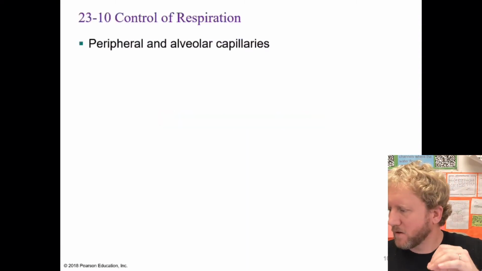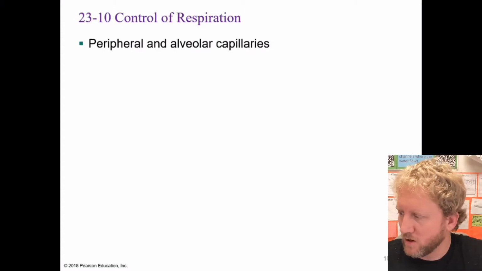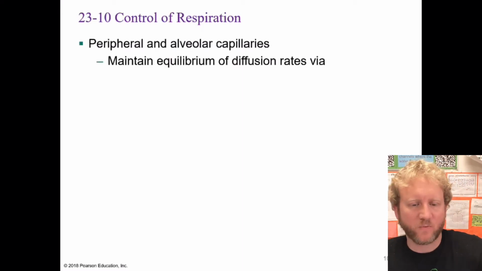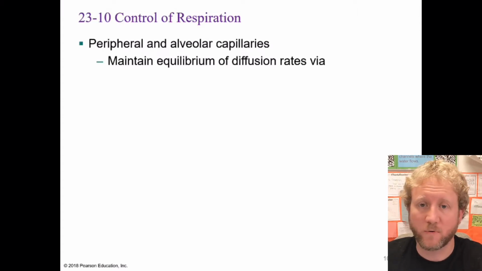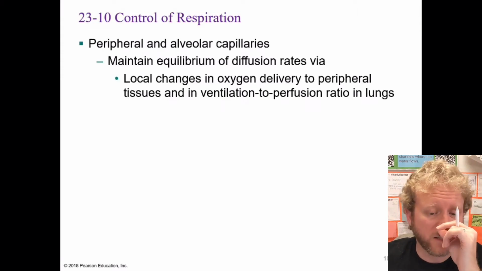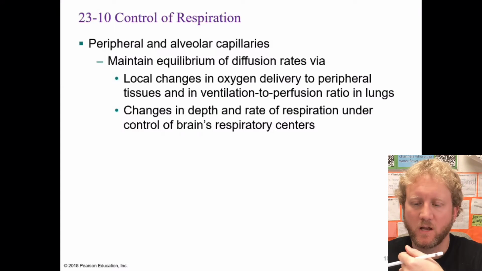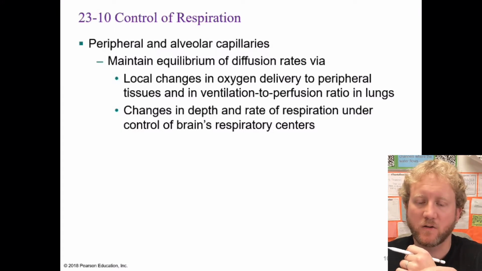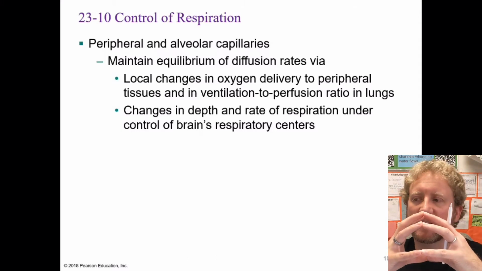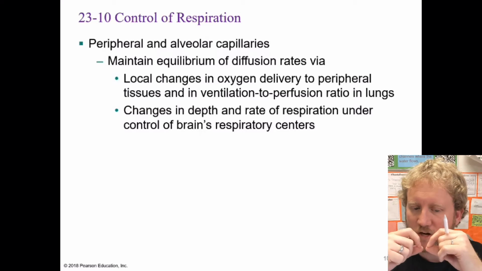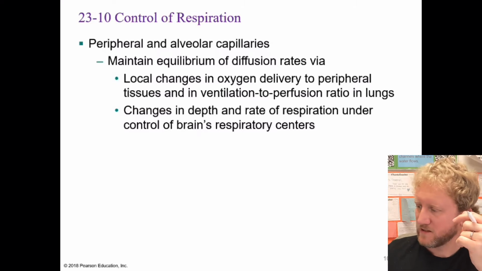So, let's see. We've got our peripheral and alveolar capillaries. This is one way that we control respiration rate, and so these are going to maintain rates of equilibrium and diffusion rates through a number of different ways. Number one is local changes by way of oxygen delivery and changes in the depth and rate of respiration, which is going to be controlled by the respiratory centers. And so these capillaries are going to be sort of like some of the sensors, the localized triggers as far as changes in oxygen and carbon dioxide output and stuff like that.